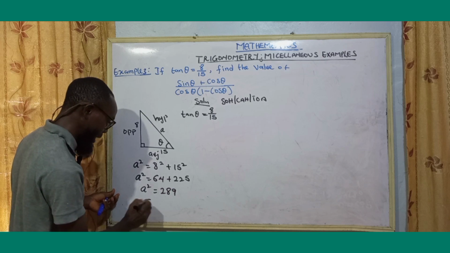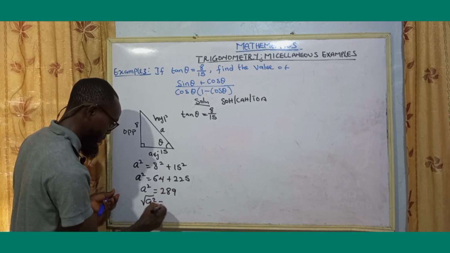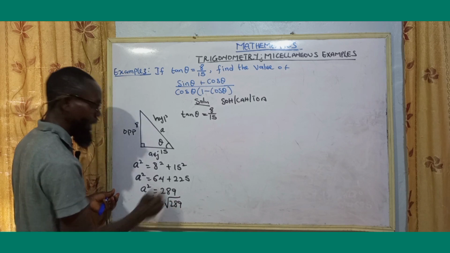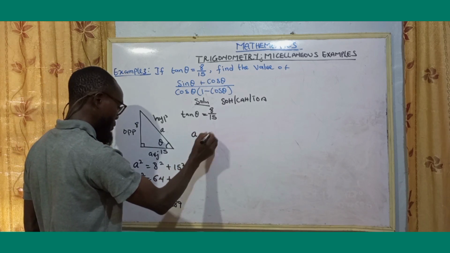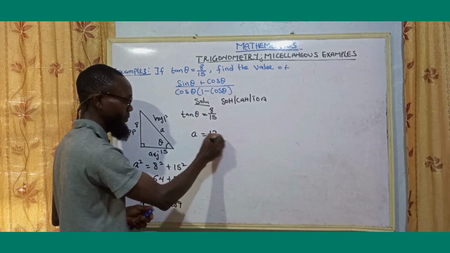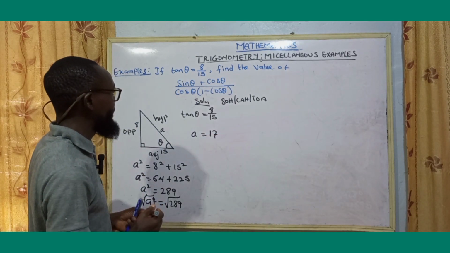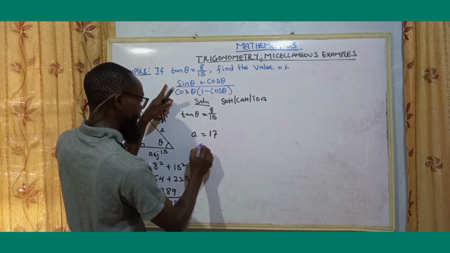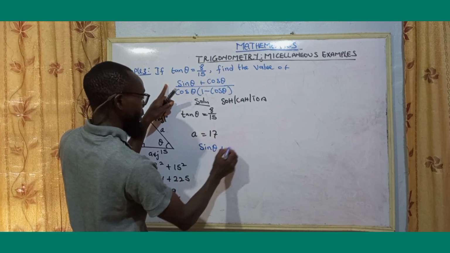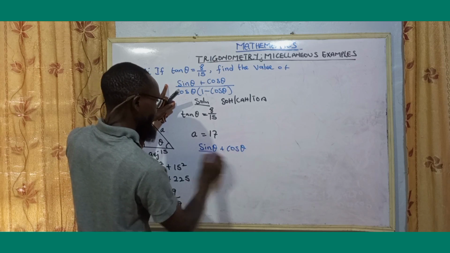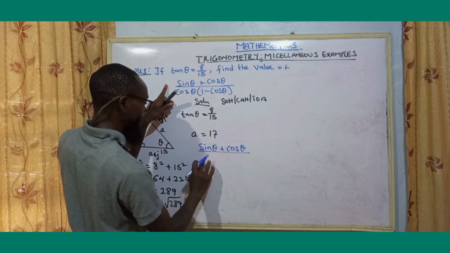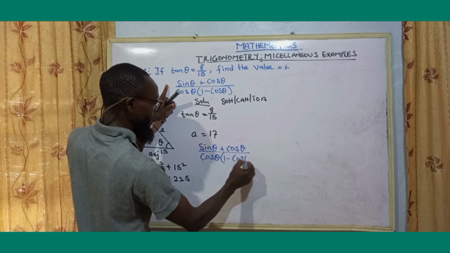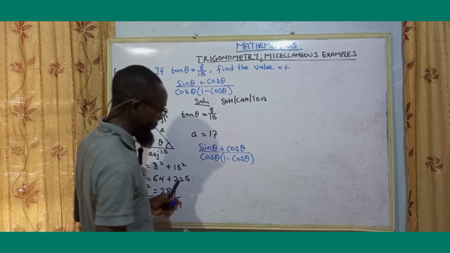So square root both sides. The square root of 289, the square goes in the square root, we have a to be equal to 17. Fine. Now we can calculate the value of sine theta plus cos theta, divided by cos theta, open bracket, 1 minus cos theta. So let's place our values now.